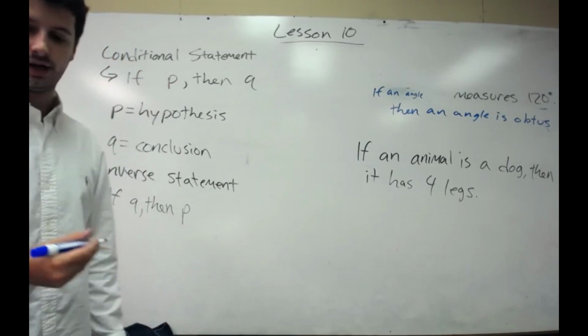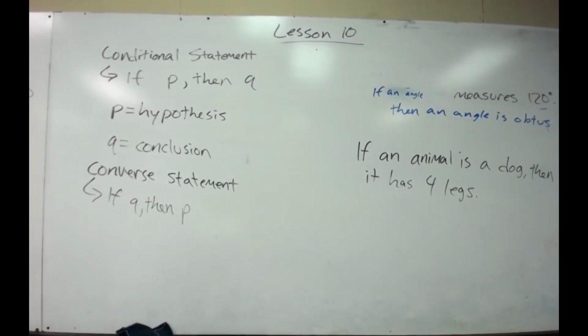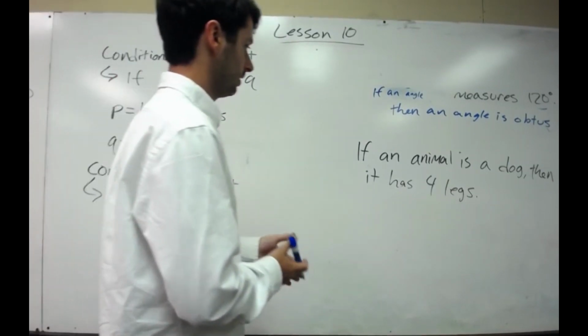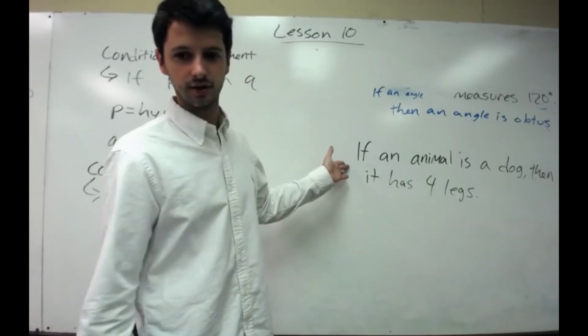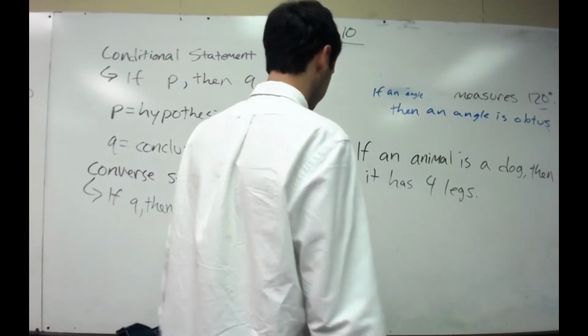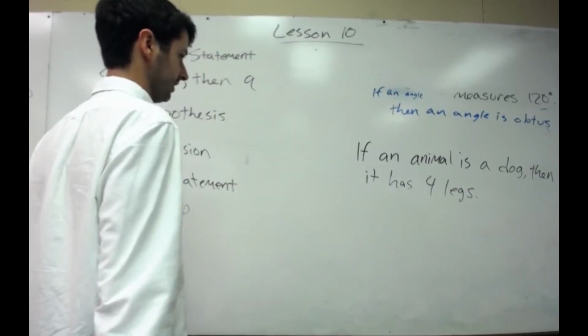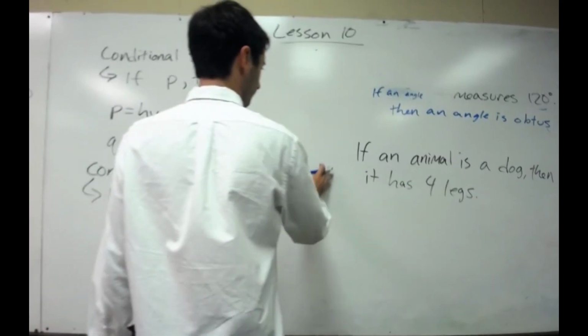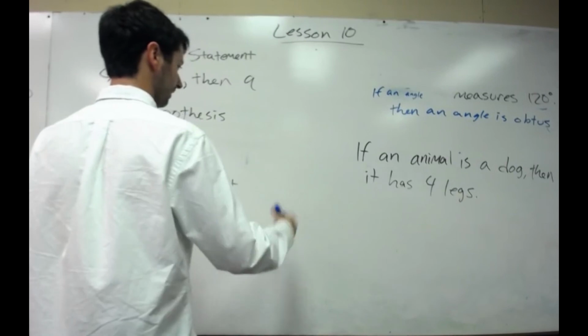So in example 3, it says, write the converse of each statement and determine whether the converse is true. So now we have to figure out if the statement is true. This says, if an animal is a dog, then it has 4 legs. Well, most dogs have 4 legs, although I did see a 3-legged dog this past weekend. But if an animal is a dog, then it has 4 legs. That is your conditional statement.